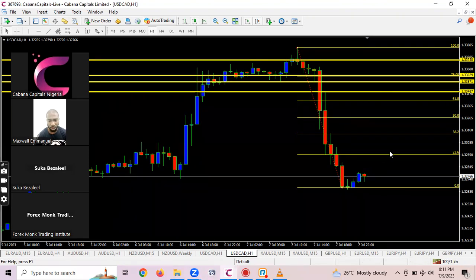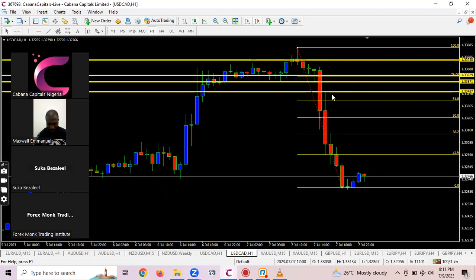So we should expect price to pull back to level 61.8 or 79.0. And since we have a fair value gap, we should expect price to pull back into this zone. So it's at this zone I would consider selling USD CAD.